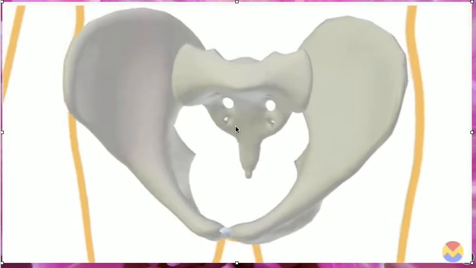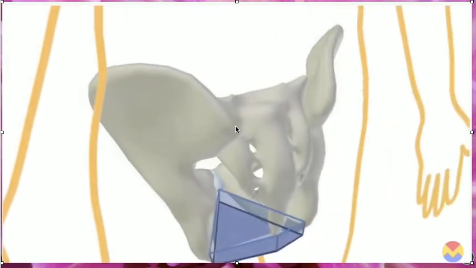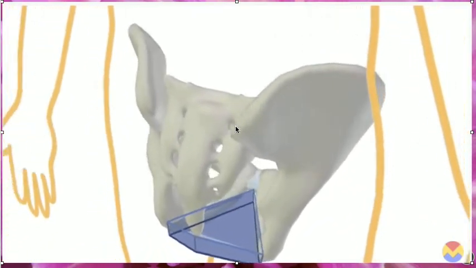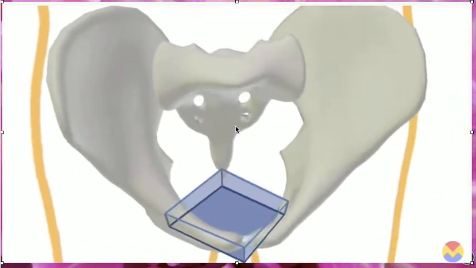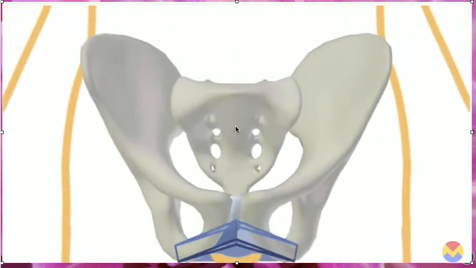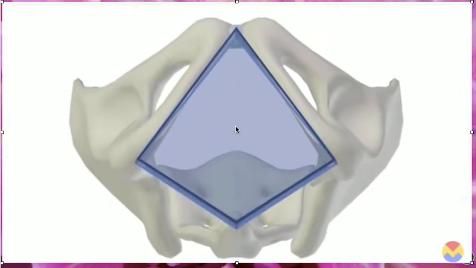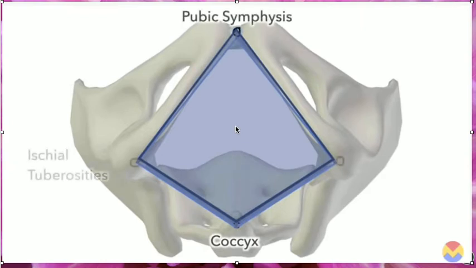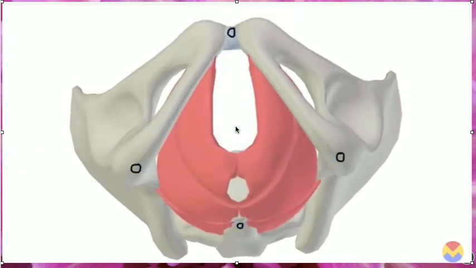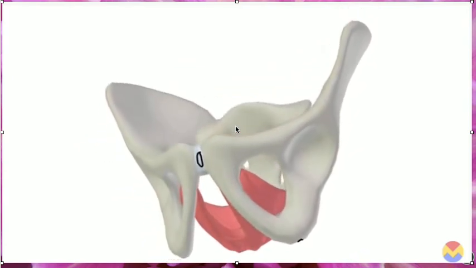So this is the bony pelvis. This is the diamond shaped perineum lying at the outlet of the pelvis. This diamond shaped area is further divided into two areas. It is bounded by the coccyx on the posterior side, the pubic symphysis on the anterior side, and on either side by the ischial tuberosities. The two triangles are the anal and the urogenital triangle, but before that, this is depicting the pelvic diaphragm.